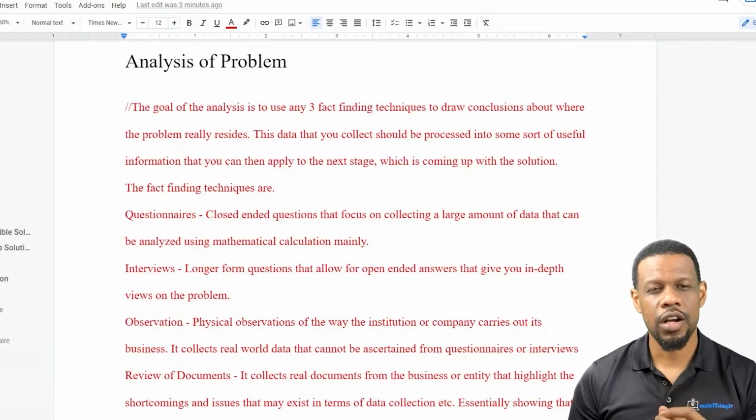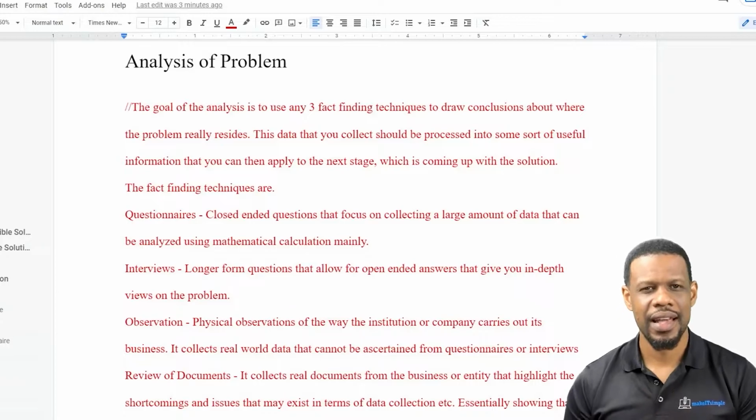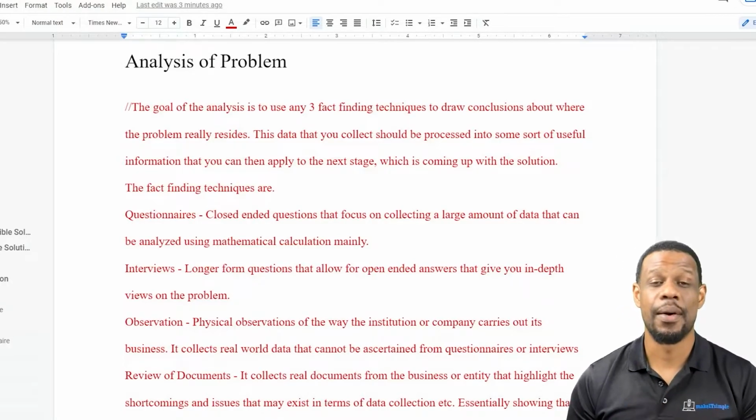Interviews are usually longer questions. They tend to be open-ended. They give the respondent a chance to elaborate on certain things.